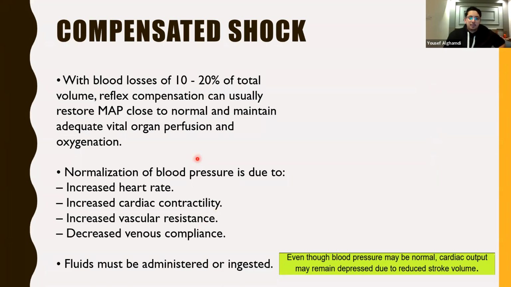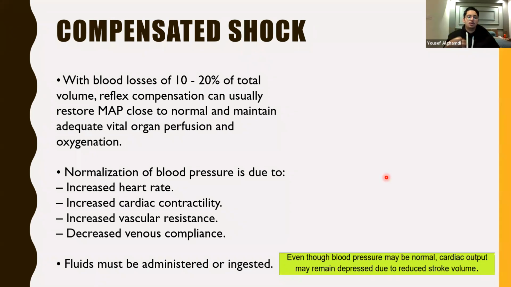The normalization of the blood pressure is due to your increased heart rate, which can be sympathetic, by receptor, increased cardiac contractility, increased vascular resistance, and decreased venous compliance. And all of those are due to your sympathetic system, right? Your autonomic nervous system. Increased heart rate, which is a chronotropic effect, and increased contractility, which is an inotropic effect. I believe so. I hope I didn't mix those up.